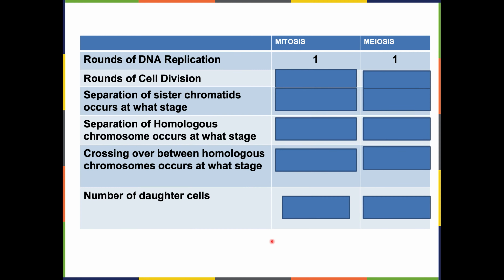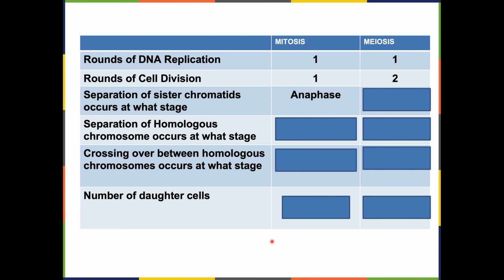How many rounds of cell division in mitosis? 1. How many rounds of cell division in meiosis? That's 2. You can quiz yourself. Actually, you have access to these slides, so you can view the slide in the present mode and quiz yourself. Separation of sister chromatids occurs at what stage? For mitosis, it happens during anaphase. In meiosis, it happens during anaphase 2.